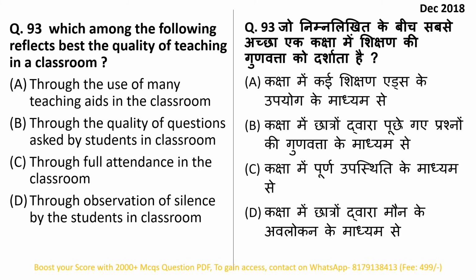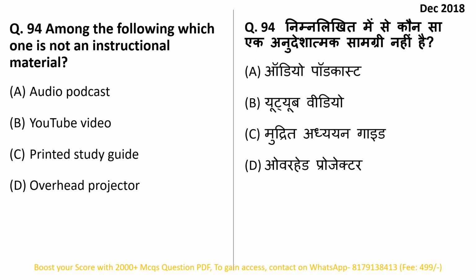Which among the following reflects the best quality of a teacher in a classroom? Use of many teaching aids, through the quality of questions being asked, through full attendance in the class, through observation of silence. So these two are absolutely wrong. Among A and B, the right answer is option B, through the quality of questions being asked by the student.